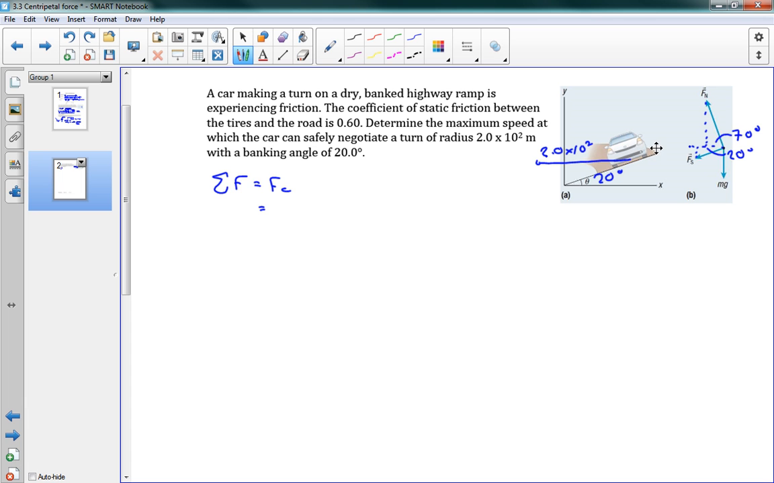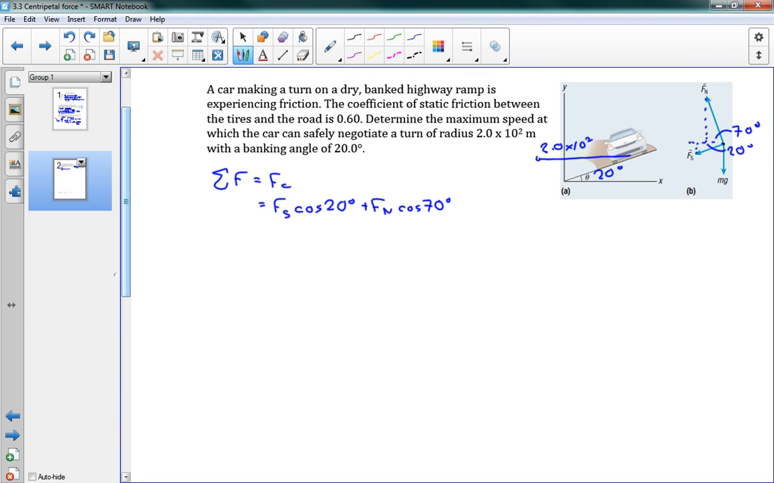I can say that my net force, well, the vertical has to cancel out, because I'm not accelerating up or down. So my net force is just these two horizontal pieces. Okay, so then I can say net force is equal to Fs cosine 20 degrees plus Fn cosine 70 degrees. Those are my two pieces. Okay, so we have our horizontal pieces sorted out. Now we're going to figure out the vertical piece and see if we can do something with that.